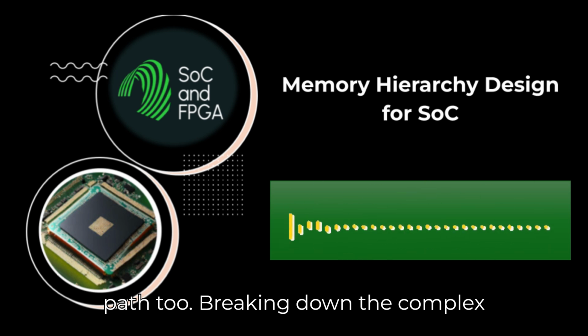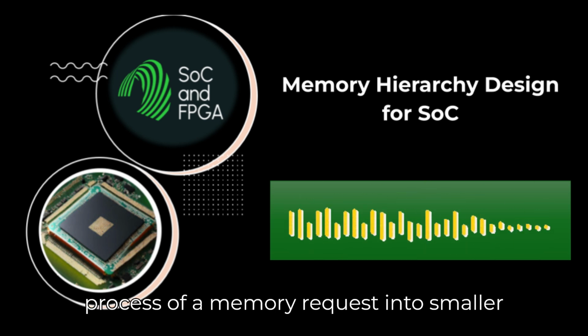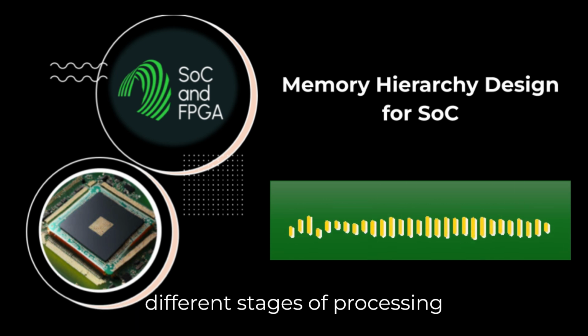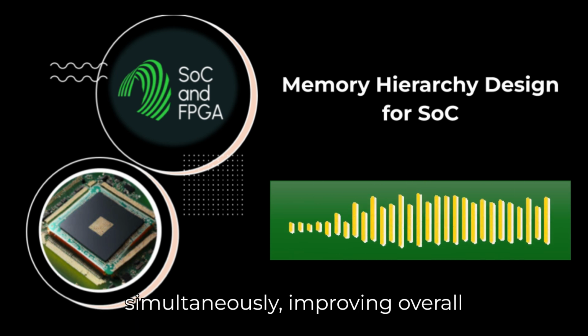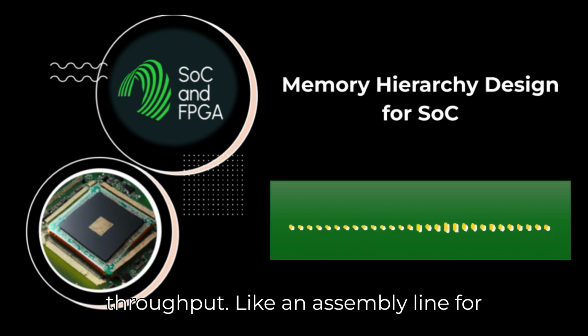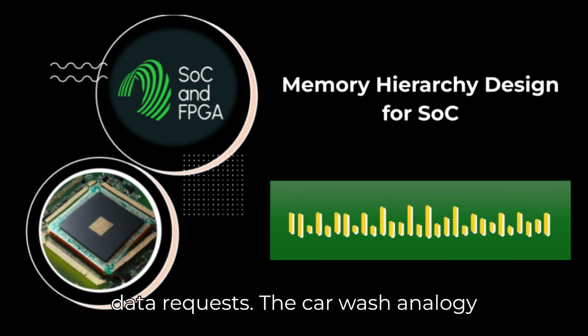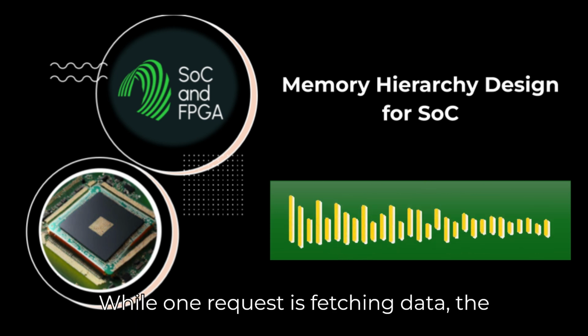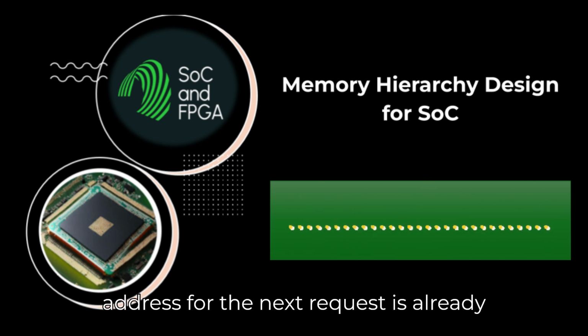Breaking down the complex process of a memory request into smaller stages allows multiple requests to be in different stages of processing simultaneously, improving overall throughput, like an assembly line for data requests. The car wash analogy again? The car wash analogy, it works well. While one request is fetching data, the address for the next request is already being calculated.